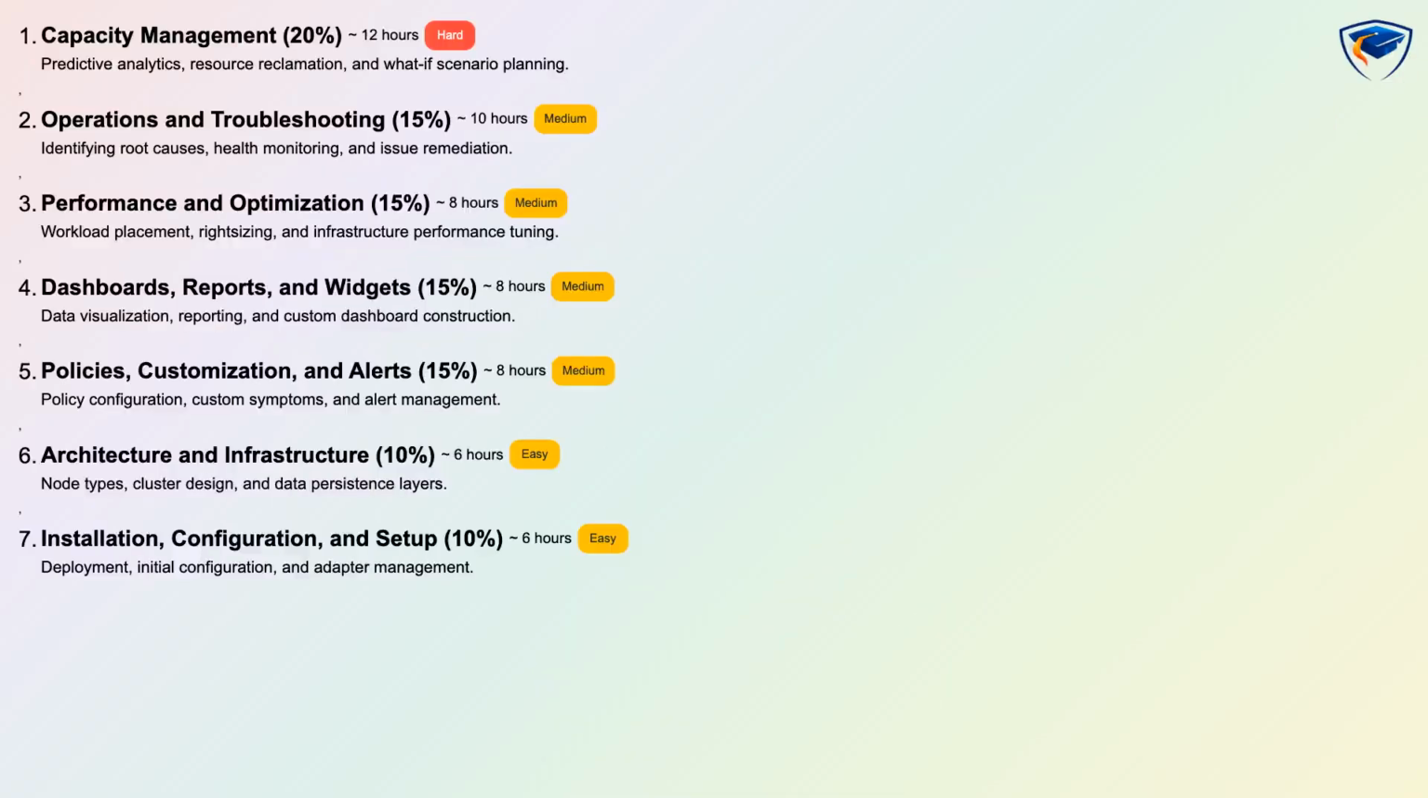The VMware Specialist SAN 6X exam is divided into 7 domains, with each domain weighted to ensure you're adequately tested on the necessary skills. The domains include capacity management at 20%, operations and troubleshooting at 15%, performance and optimization at 15%, dashboards, reports, and widgets at 15%, policies, customization, and alerts at 15%, architecture and infrastructure at 10%, and installation, configuration, and setup at 10%.